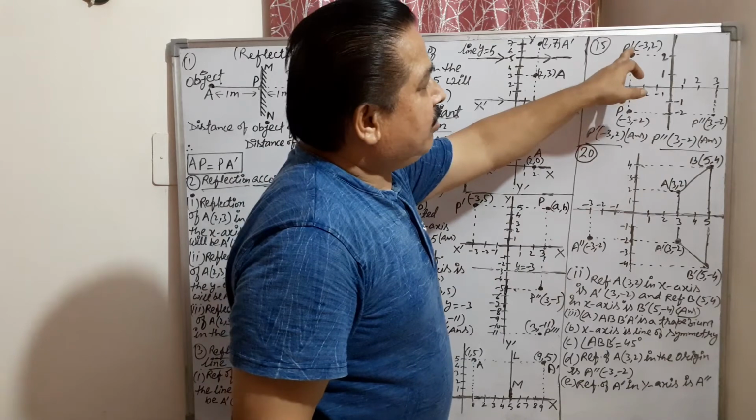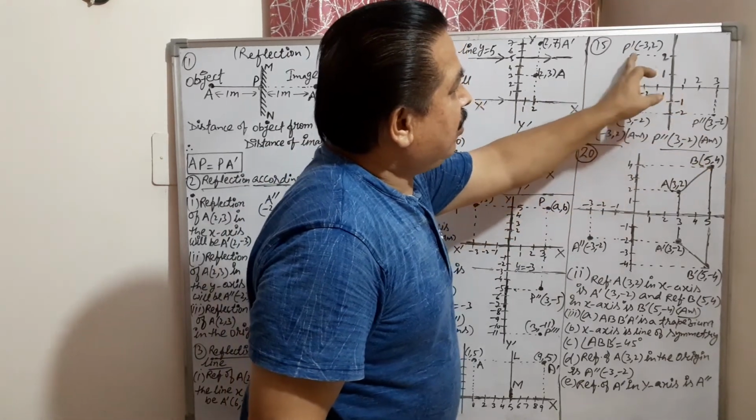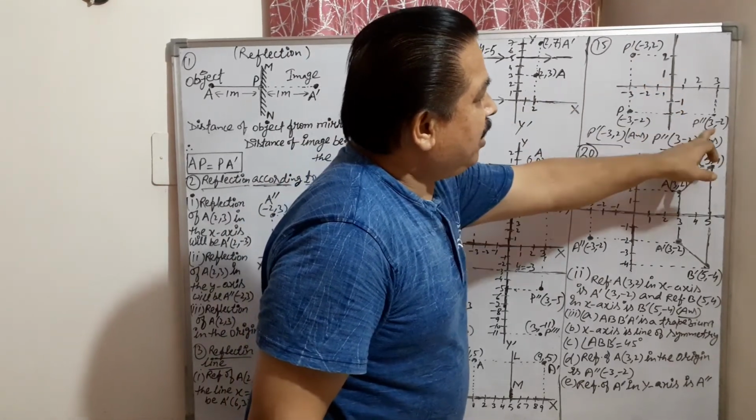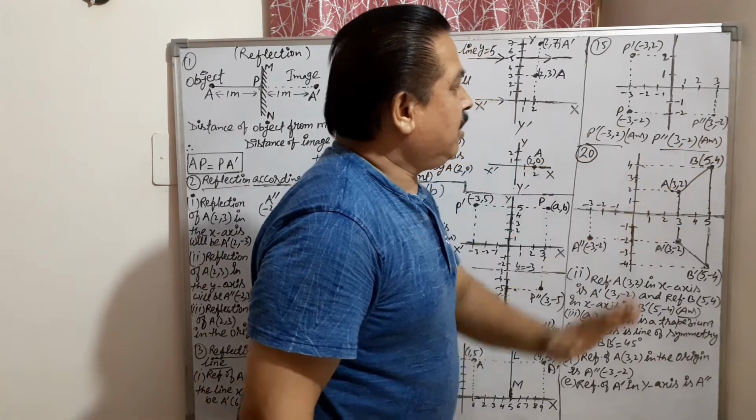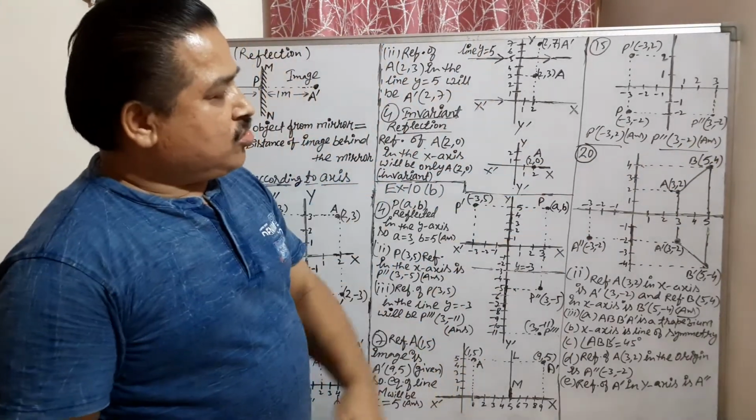And P dash is reflecting in the origin. They are saying in the origin. The origin is here. So it will go here. 3 comma minus 2. Answer. Now see question number 20.